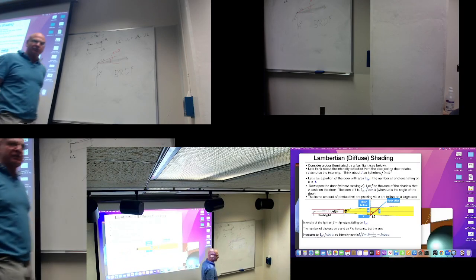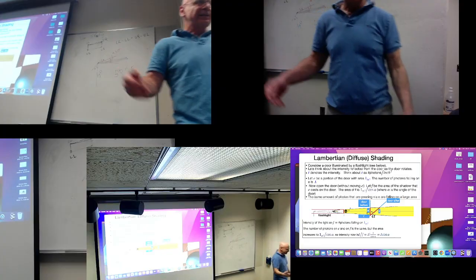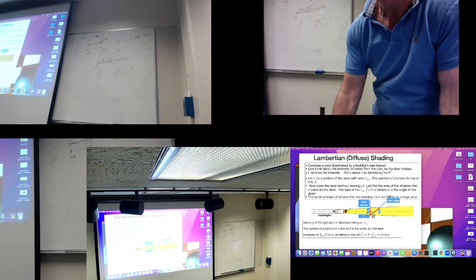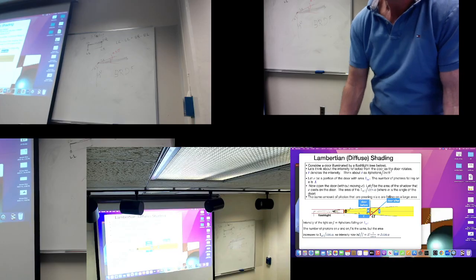And what is the intensity of the door? What is the intensity of the reflected light from the door? Well, it's 3 photons, say, per square inch. 3 photons per square inch. That will be our baseline intensity. But that happens when the door is orthogonal to the direction of the light.